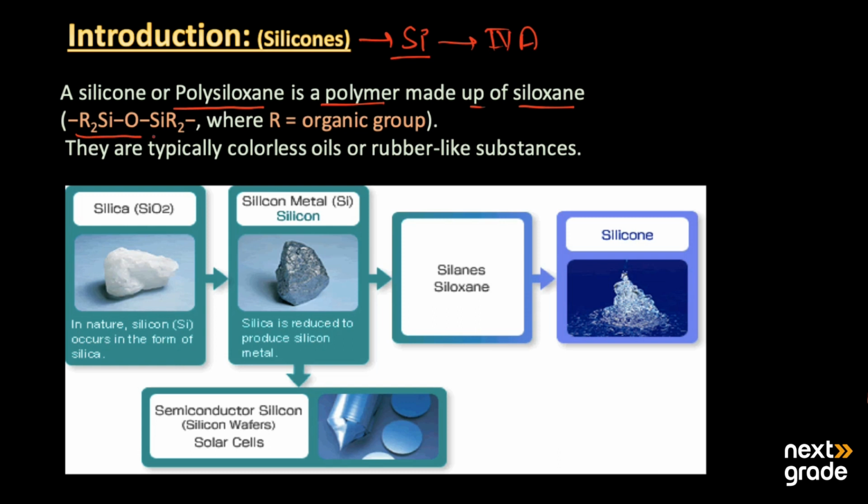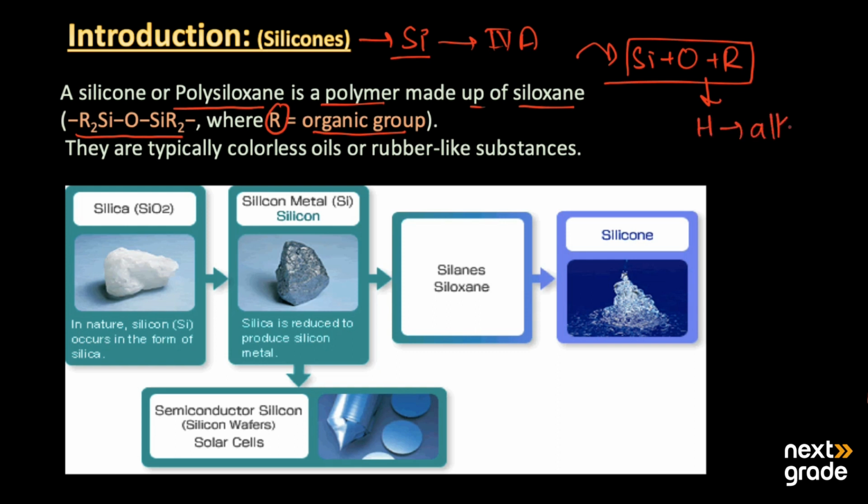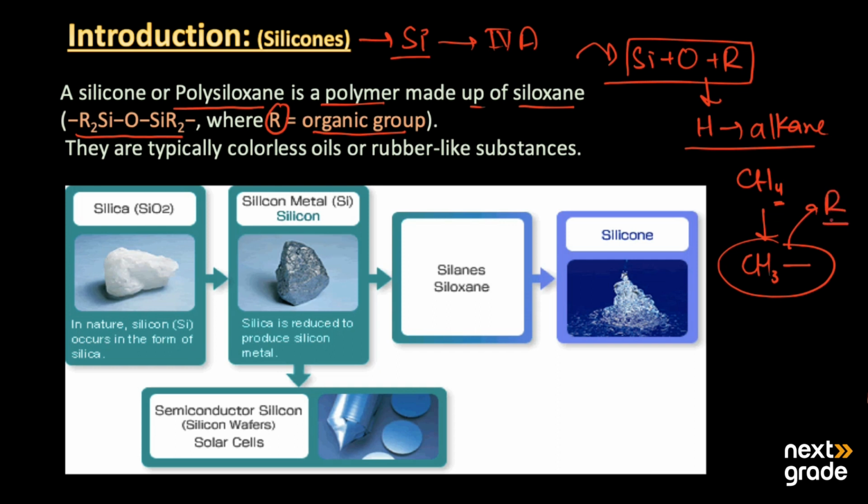Here is the general formula of siloxane, which is R2SiO, where Si is silicon and R is mainly an organic group. So silicones are mainly made up of silicon plus oxygen plus alkyl groups, where alkyl groups are groups of atoms that we obtain by removing hydrogen from an alkane. For example, when we have methane, CH4, and we remove one hydrogen from it, we get CH3.